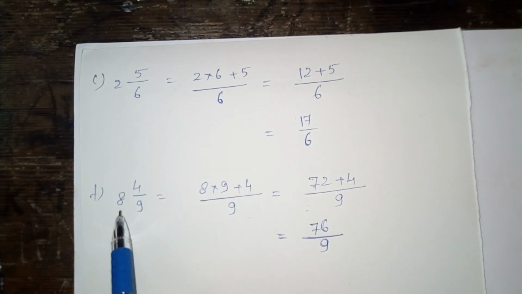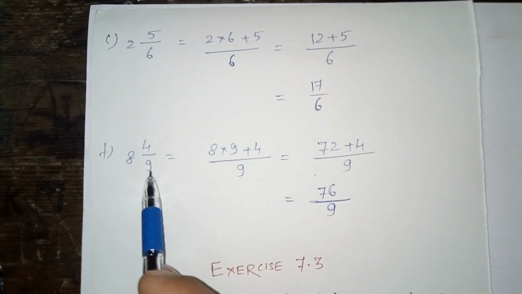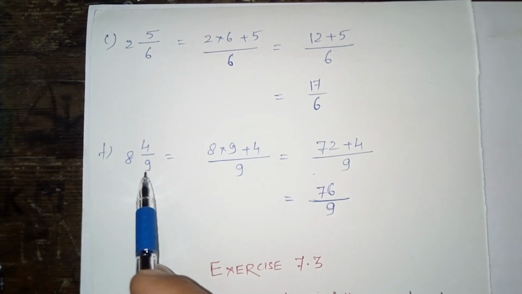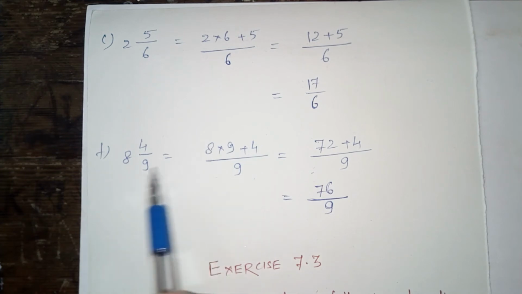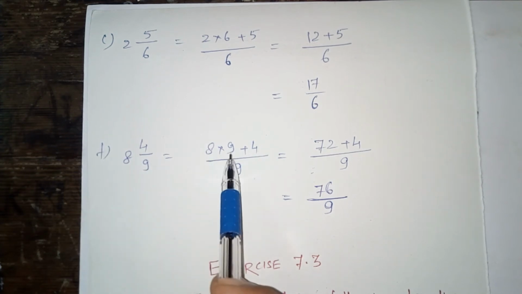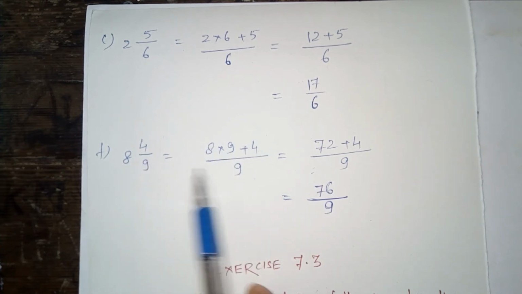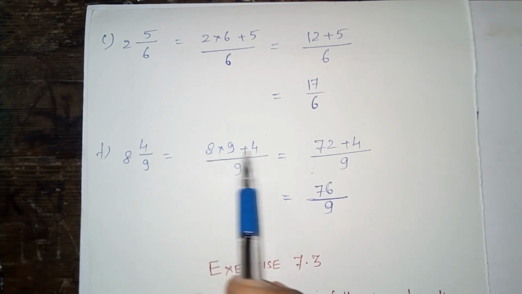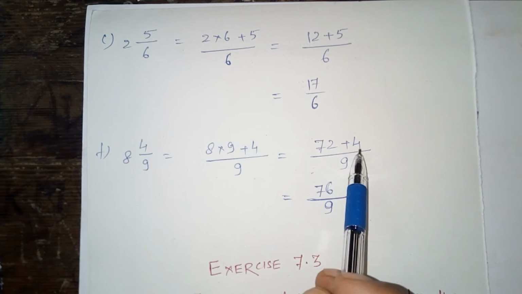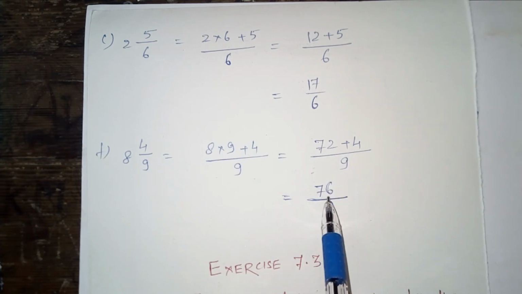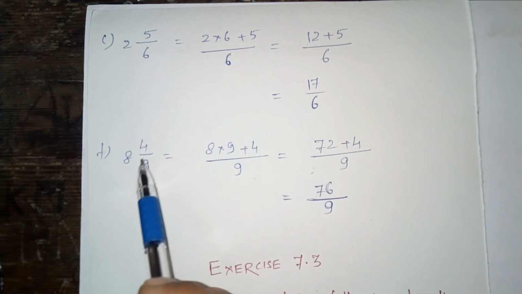Again, 8 and 4 upon 9. As you are looking, we will apply the same procedure. 8 into 9 plus 4, upon 9. 8 9s are 72 plus 4 upon 9. 72 plus 4 will give you 76. 76 upon 9. This is the required answer of the given question.